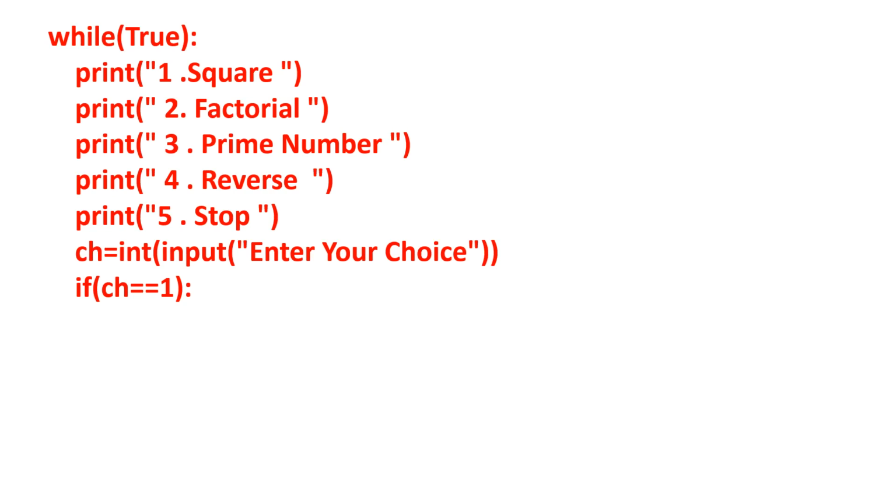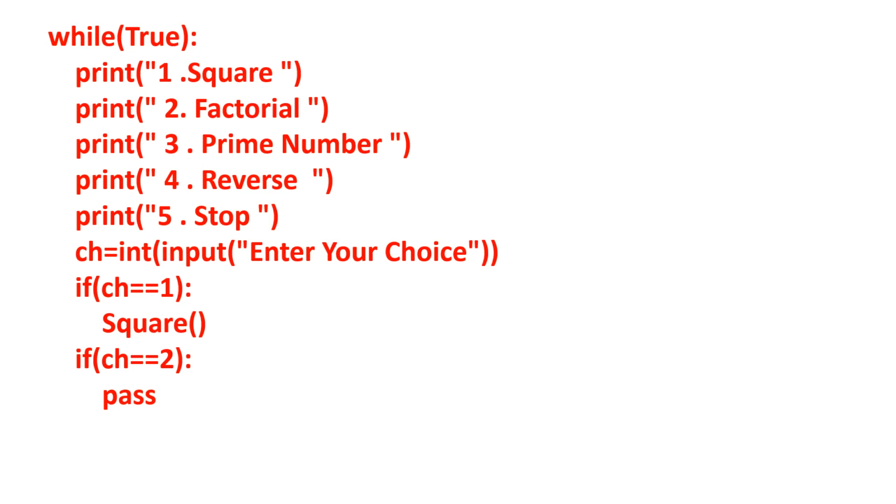So we are writing here, if ch equal to 1, if the value of ch is 1, then it should run the square function. So the square function will be called. Under if ch equal to 1 we have written the square function call. This is a calling statement. So the square calling statement will run its set of statements and the square of the entered number will be printed.